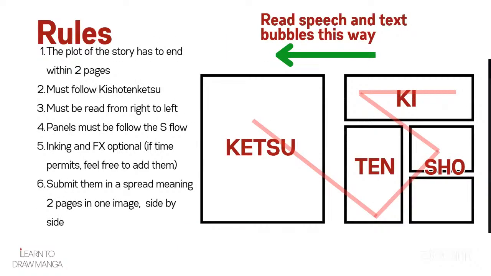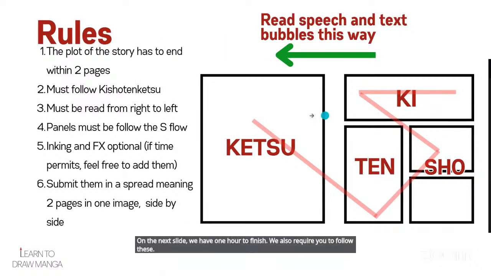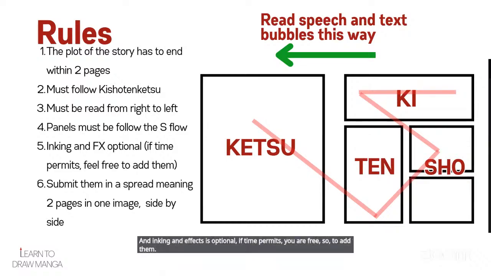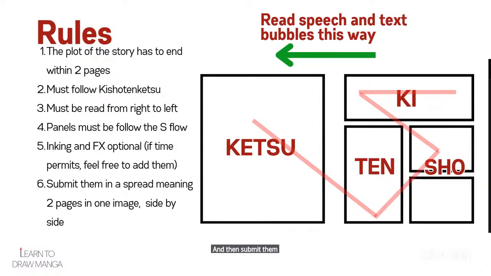We also require you to follow these rules. The plot of the story has to end within 2 pages. You must follow the Kisho Tenketsu structure. It must be read from right to left. Panels must follow the S flow, and inking and effects are optional. If time permits, you are free to add them. And then submit them in a spread, meaning 2 pages, one image side by side.